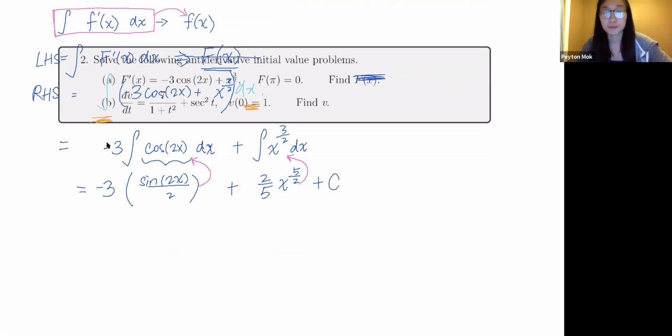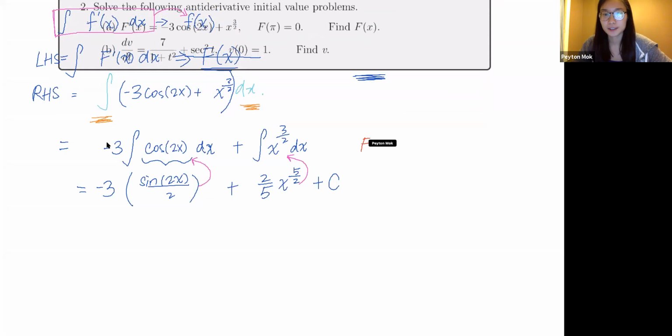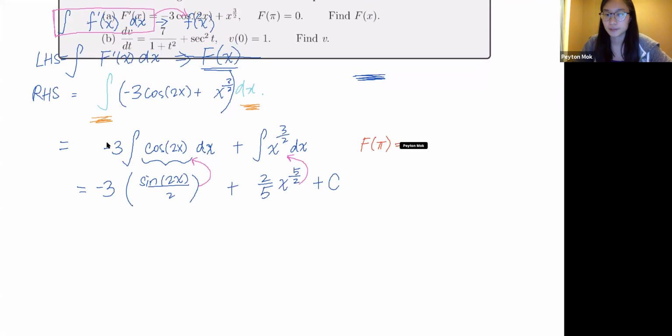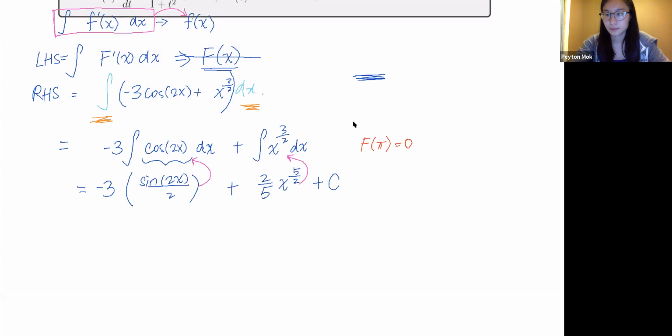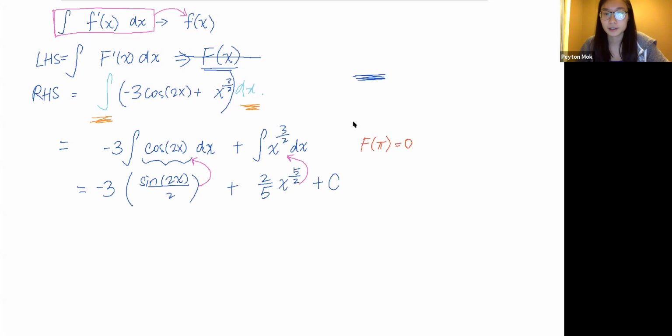So they gave us f of pi equals to 0 as well. So this is another piece of information that the question gave you. So does anyone know how this information helps us to find f of x? I'll give you guys a hint here. It relates to your constant term. So just now, a student said that you have to add the constant term, right?